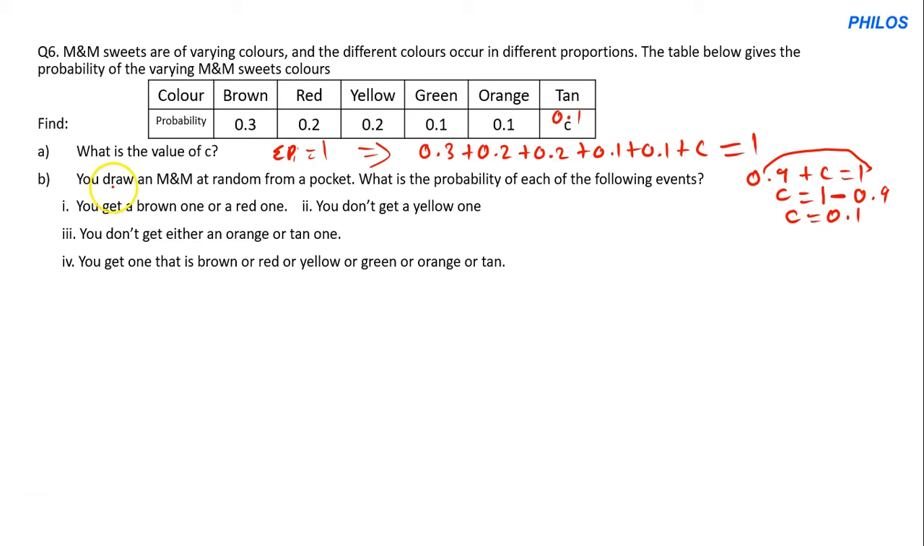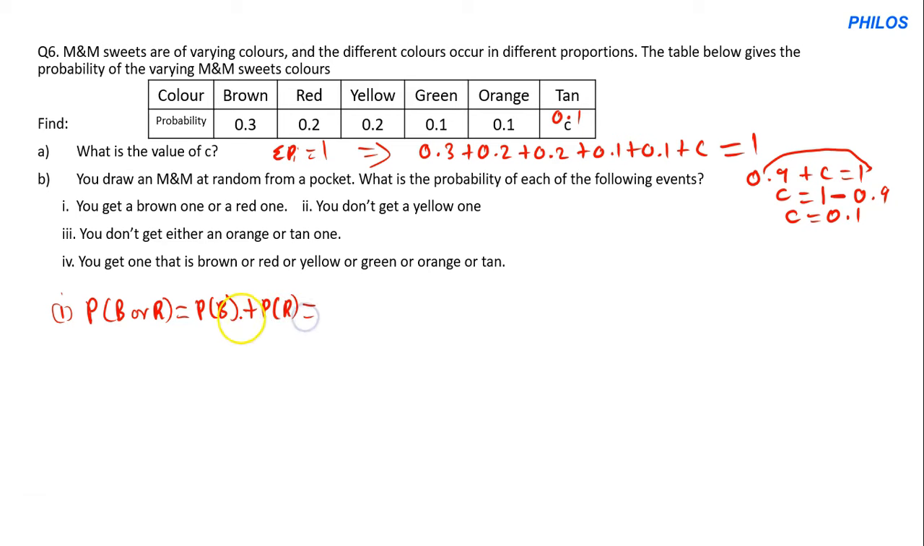Question B says, you draw an M&M at random from a pocket. What is the probability of each of the following events? I. You get a brown one or a red one. Now, to solve question B, I, the probability of getting a brown one or a red one should be equal to the probability of getting a brown plus the probability of getting a red.